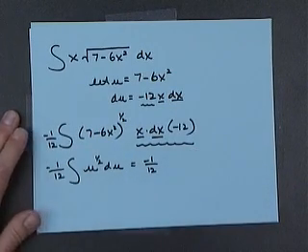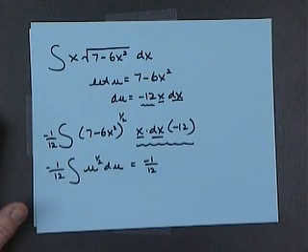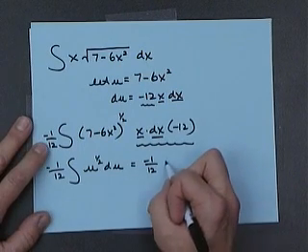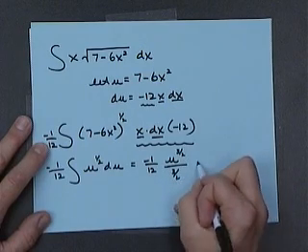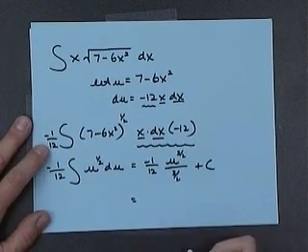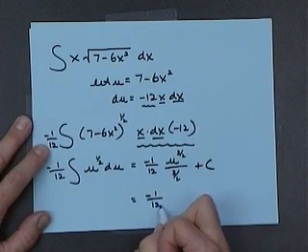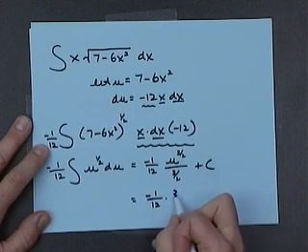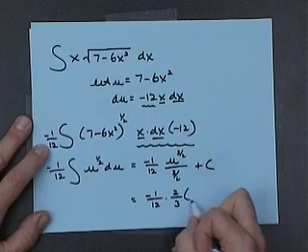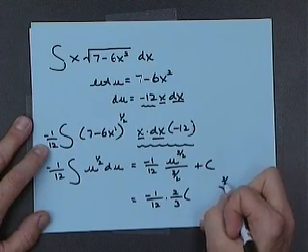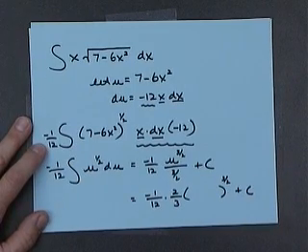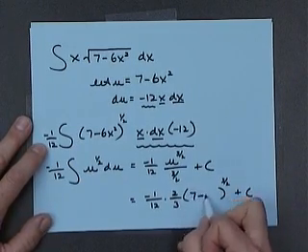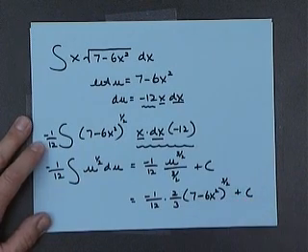What's the integral of u to the 1/2 integrated with respect to u? u to the 3/2 divided by 3/2, plus C. So negative 1/12. Division by 3/2 is multiplication by 2/3, u to the 3/2, and wherever we see a u, we're going to replace it with 7 minus 6x squared. End of problem.